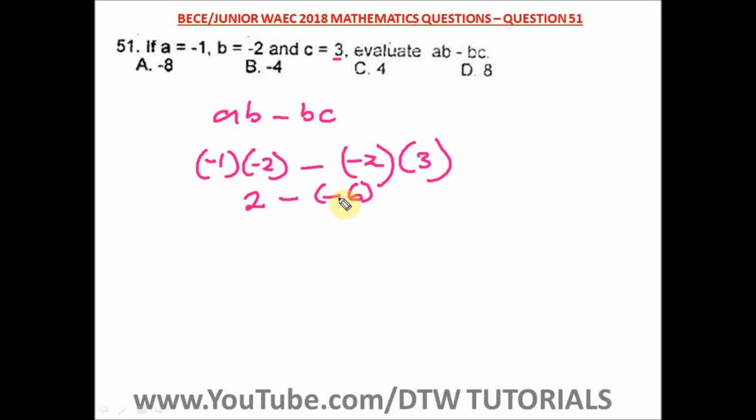This minus will multiply this minus to open the bracket. So we have minus times minus will be a positive. So we have 2 plus 6. And what is 2 plus 6? That will give us 8. So this is our answer. And our right option here is option D.